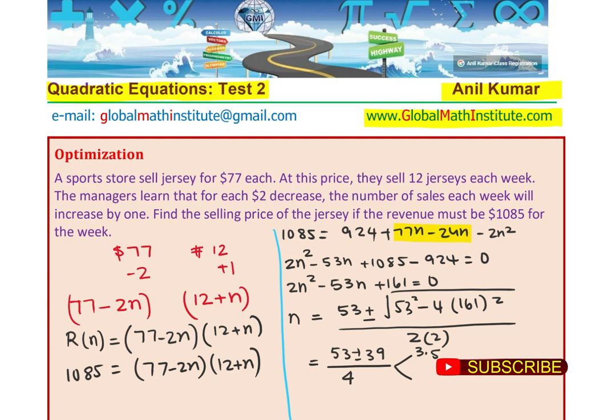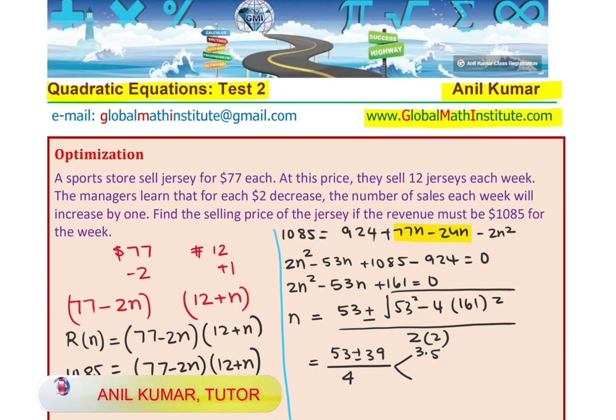The other answer is very large, so that will not be applicable. So 77 minus 2n, n has to be less than half of 77, right? Otherwise you're selling it for free, right? So from here we know that n, let me write down in red, has to be less than 38.5. Make sense? So 3.5 is a good value of n to go with.